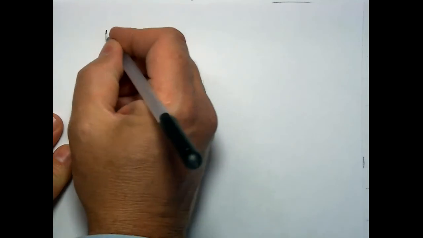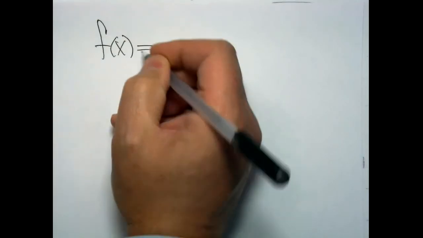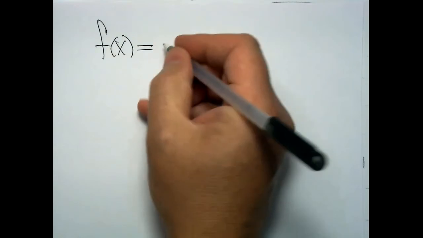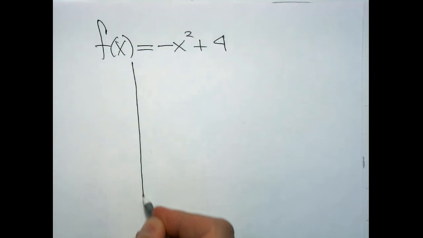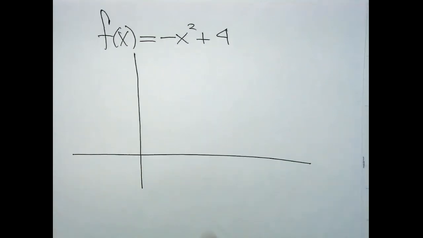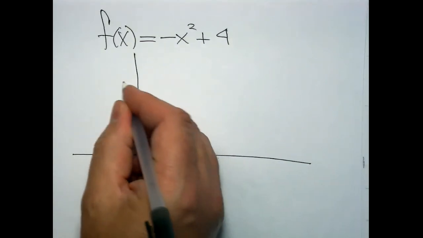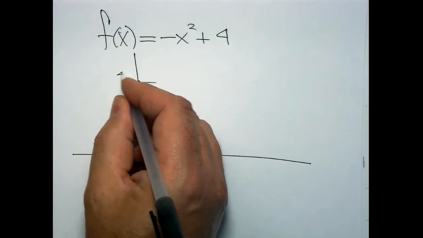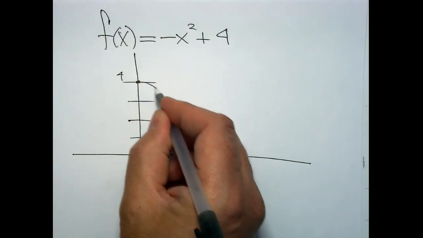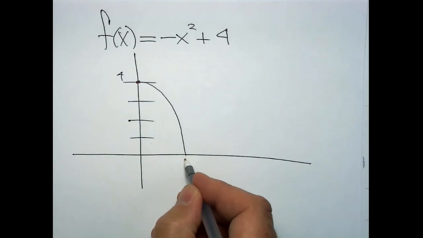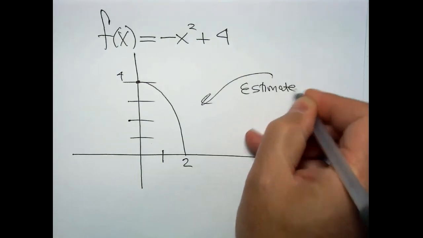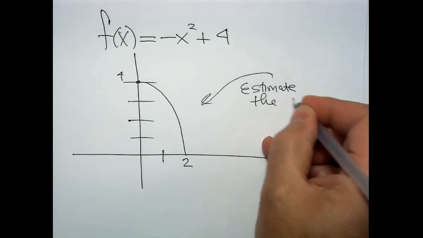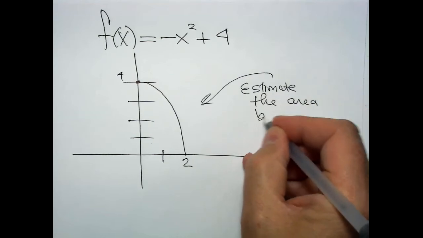If I were to produce a function like this, let's pick minus x squared plus 4. Minus x squared plus 4 is an upside-down parabola. A couple things we know about it: 1, 2, 3, and 4. Right here it peaks off at 4. I know the x-intercepts are 2 and minus 2. And I said, could you possibly estimate the area beneath this curve?